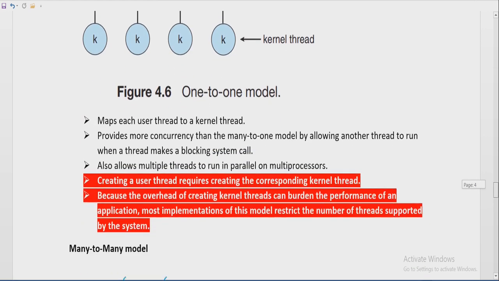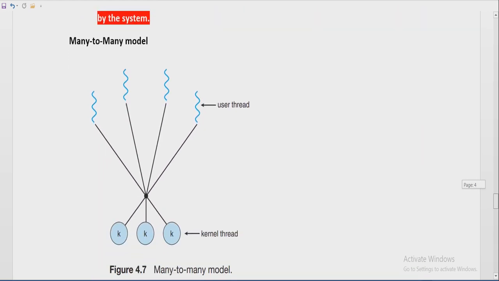And moving to the last relationship, that is the many to many model. Here you can see many user threads. There are 4 user threads. They are mapped into 3 kernel threads. Okay, so many to many. So many user threads can be associated with an equal or lesser number of kernel threads.